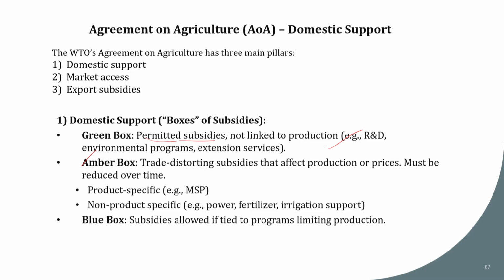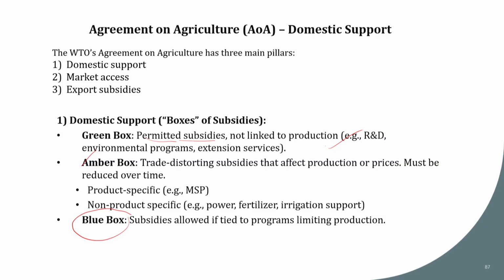Then finally, the blue box. The blue box allows subsidies that are tied to production limiting programs. In other words, countries can provide support as long as it discourages farmers from producing more. That means in order to discourage some of the production, the countries can provide subsidies, and these subsidies will come under the blue box of the Agreement on Agriculture.